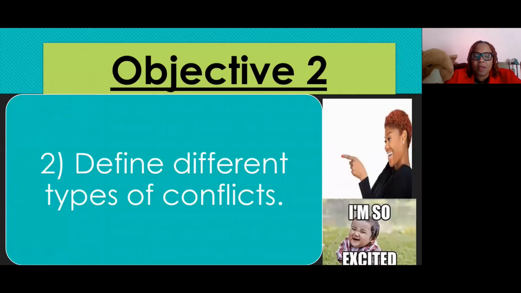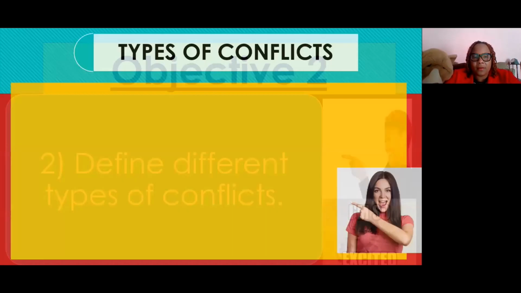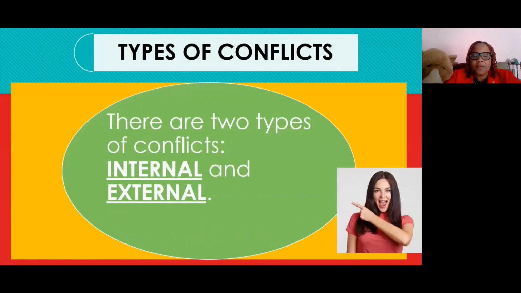Objective number 2, to find different types of conflicts. There are 5 types of conflicts: 1, 2, 3, 4, 5. I'm going to teach you 5 new terms to define conflict. Types of conflicts. First of all, the first 2 words: a conflict could be internal. That's a problem that happens inside the person. And a conflict can be external. That's when you have a problem outside. And we're going to go into greater detail on these 2 words.